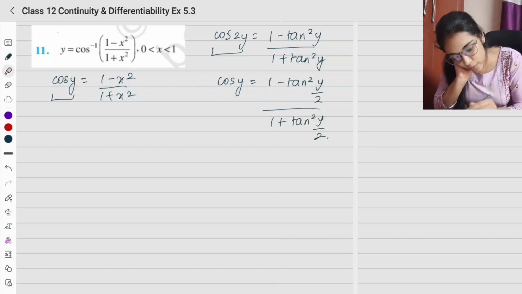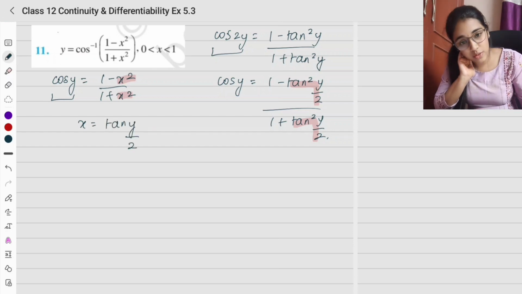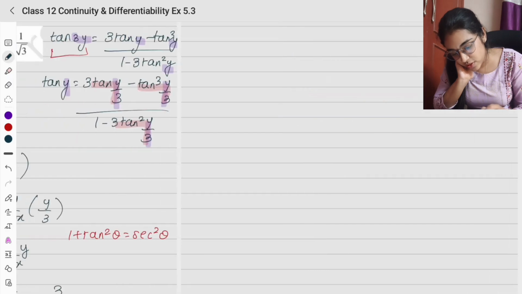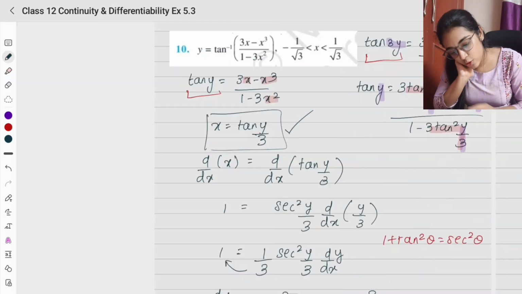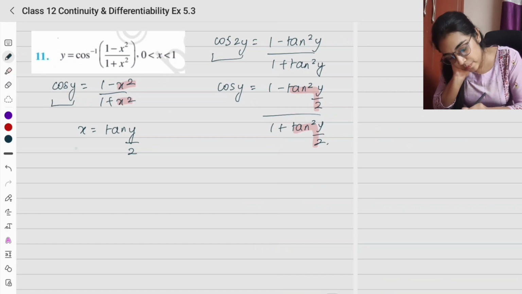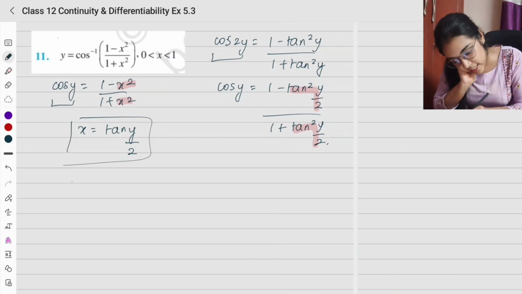So on comparing, what do I see? x square, tan square y by 2, tan square y by 2. So what relation do we see here? x is equal to tan y divided by 2. So it is very similar to the 9th question. There also, what did we receive? We received that x is equal to tan y by 2. So here also the same thing comes. x is equal to tan y by 2. So when I differentiate on both sides, d by dx of x is equal to d by dx of tan y divided by 2.